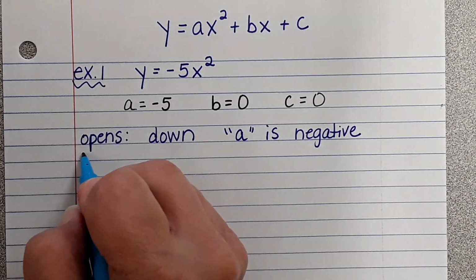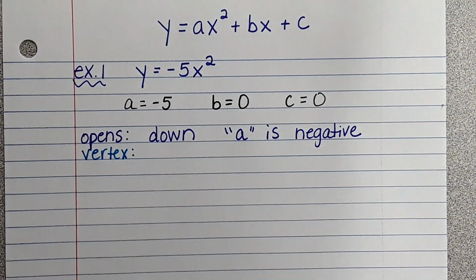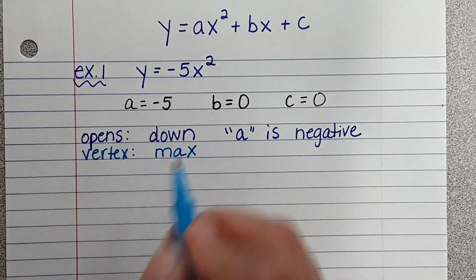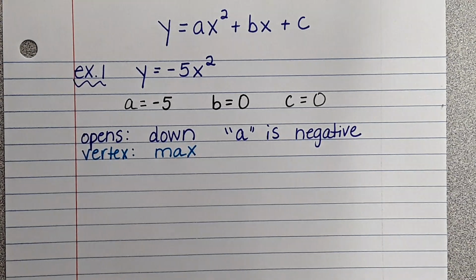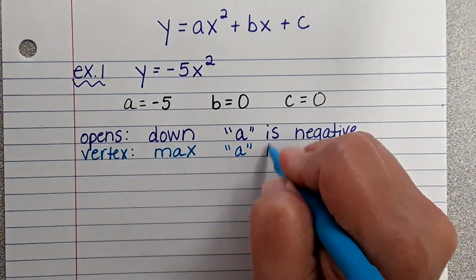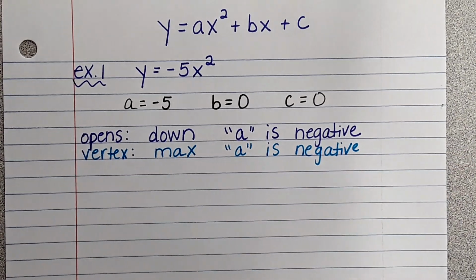The next thing we're going to determine is if the vertex is the maximum point or the minimum point. So that means, is it at the top of the graph or is it at the bottom of the graph? Because it opens down, the vertex is the maximum point. That means it is the top of your graph. It's the highest point on your graph. And again, why is the vertex the maximum point? Because A is negative. Those always go hand in hand, you guys. The down and the max, and the up and the min, they go hand in hand.